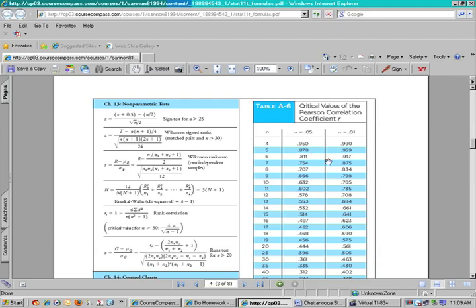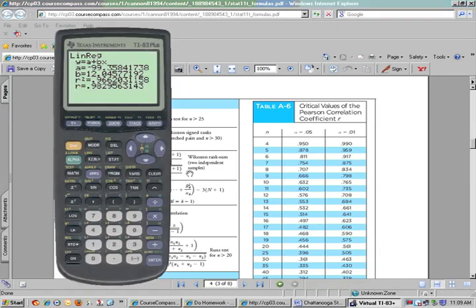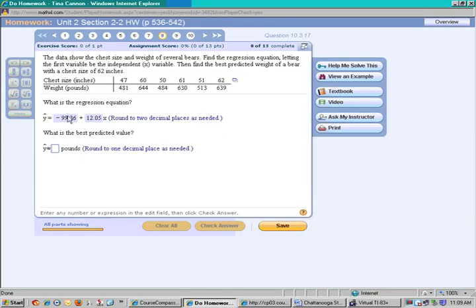But right now, our R value, let's see what we have. Our R value is 0.983. That is greater than 0.811. So that means there's a significant linear correlation, which means we can actually use our equation that we come up with. Let me go back to our equation. We can use this to make a prediction.